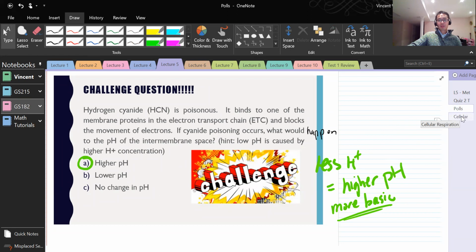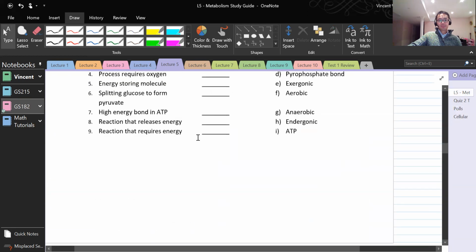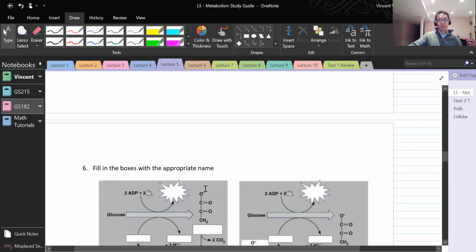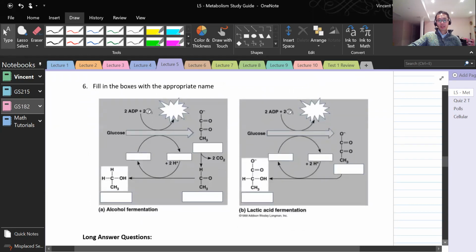Okay, let's go back to our fill in the blanks. This is the matching the terms. I will just post up the answer. You can check later. We probably don't have time to fill that in. Let's go ahead and fill this in.